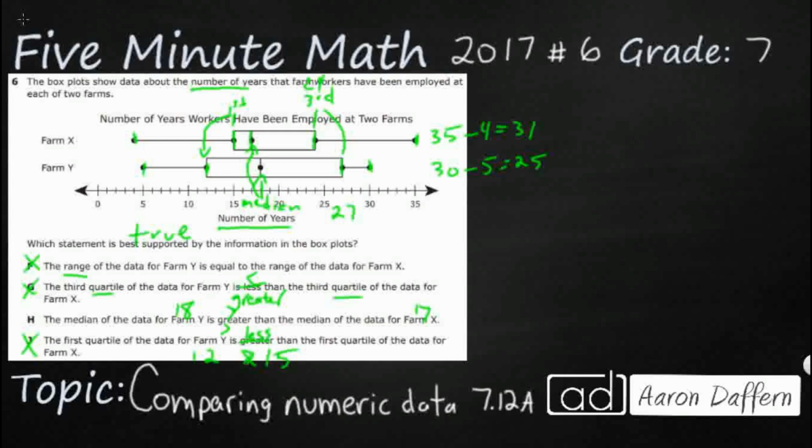And so the only thing they didn't really ask us is about the IQR, the interquartile range. Sometimes they'll ask us, and that's the third quartile, and you subtract the first quartile from that. But our answer here is H.